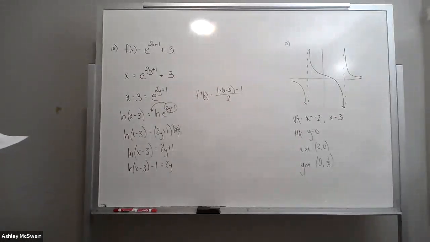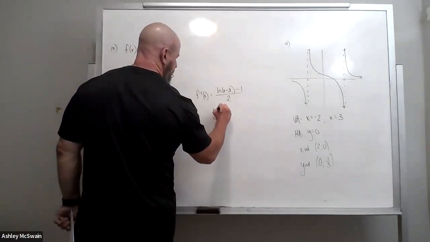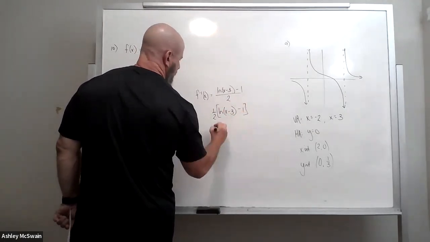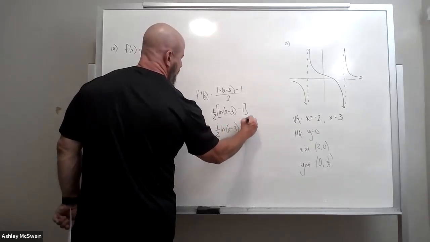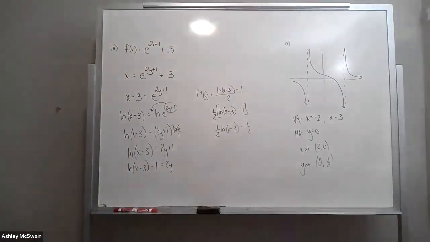I can't remember which look I used for the answer key. And we could do something like this. And we could even distribute that half. Any of those answers are correct, but I don't have it in front of me as far as which one I put on the key, but any of them would be fine.